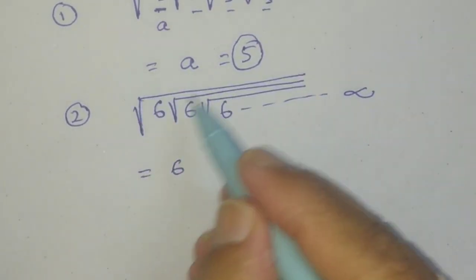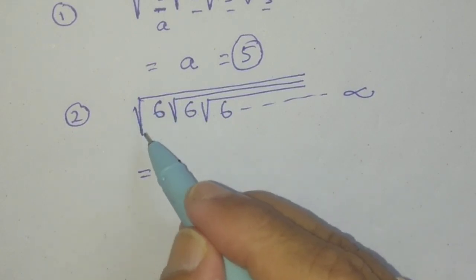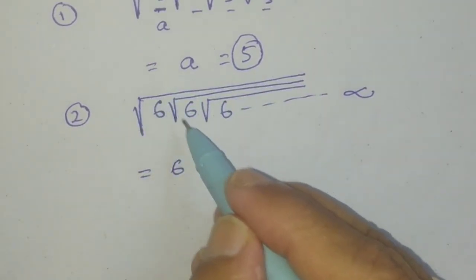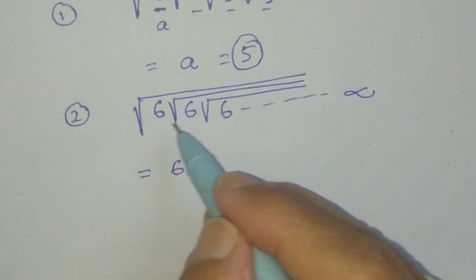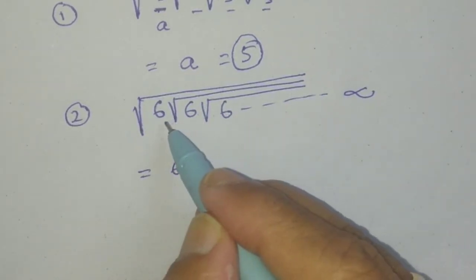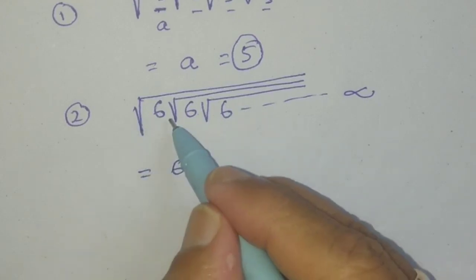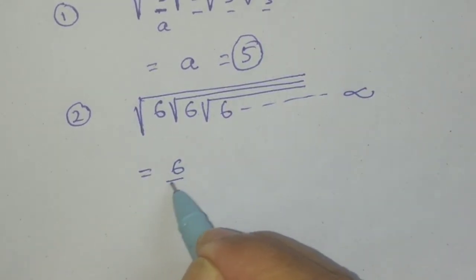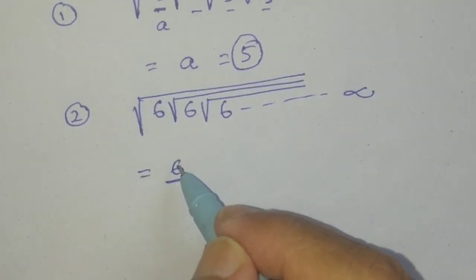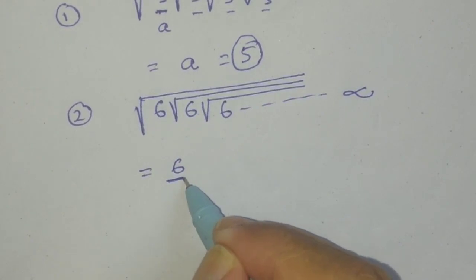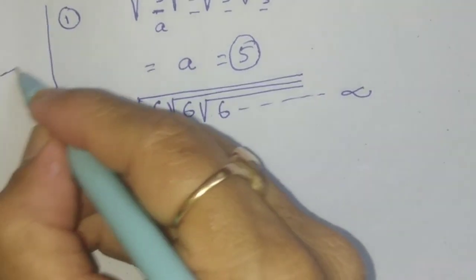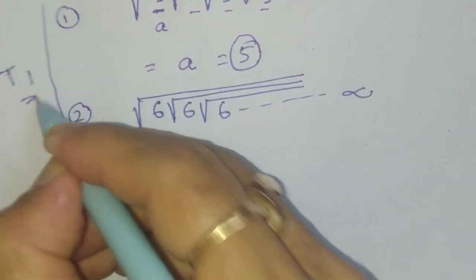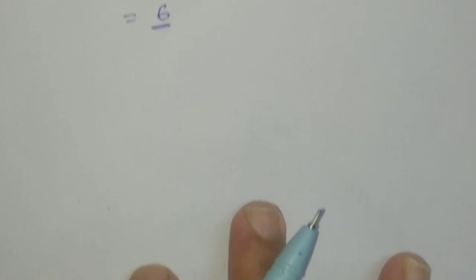Because all these numbers, this is root 6, this is root 6, this is root 6, all are here a product, up to infinite. So the answer is equal to the number itself. It is 6 here, so the answer is 6. This is type 1. Now I am going for type 2.